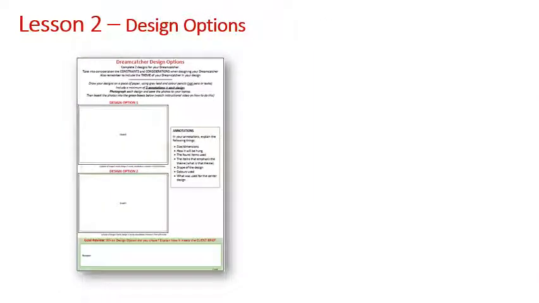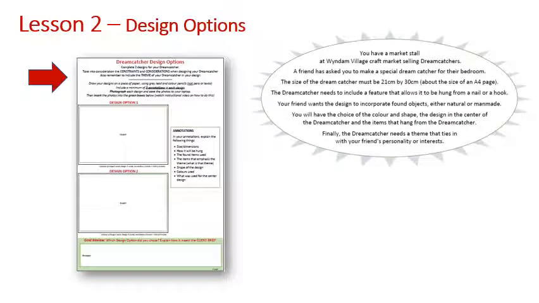Okay, so here's the second page of this worksheet. And at the top here it tells us to complete 2 designs for your Dreamcatcher. Now you need to take into consideration the constraints and considerations when designing your Dreamcatcher, and you'll find those in the client brief. There's the client brief there.